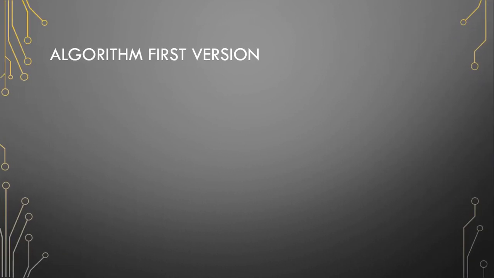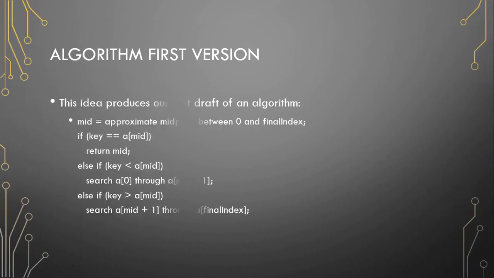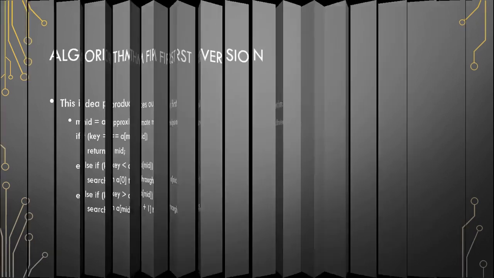All right, so let's look at this algorithm now, and this is going to be our first version of it. So we're going to say, the mid is equal to the approximate midpoint between 0 and final index. If our key is equal to the array of where mid is, we're going to return mid. Otherwise, if it's less than it, we're going to search through a of 0 through a of mid minus 1. And if it's greater than it, we're going to search through a of mid plus 1 through a of final index.